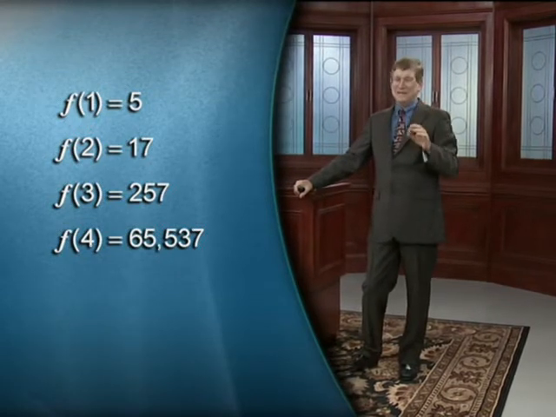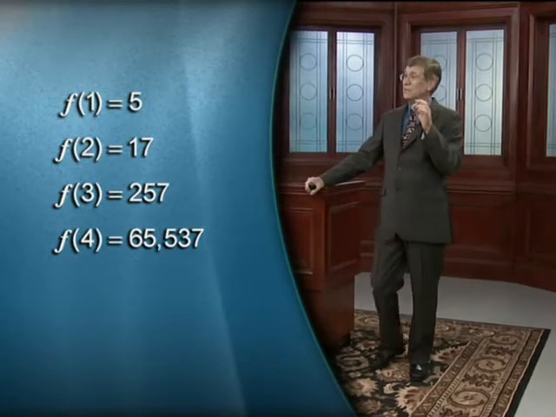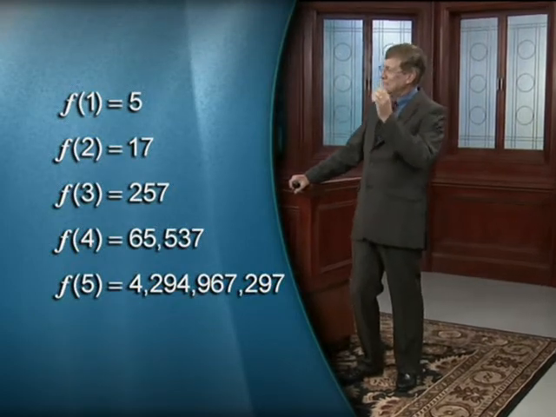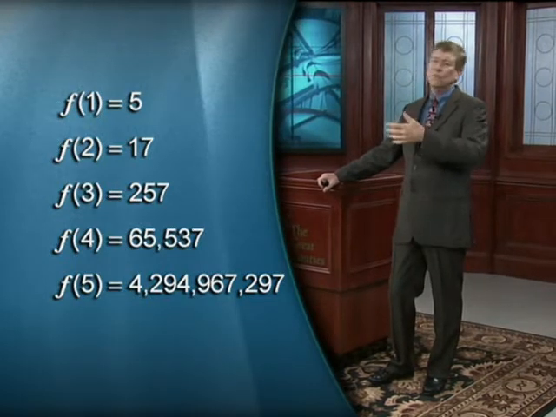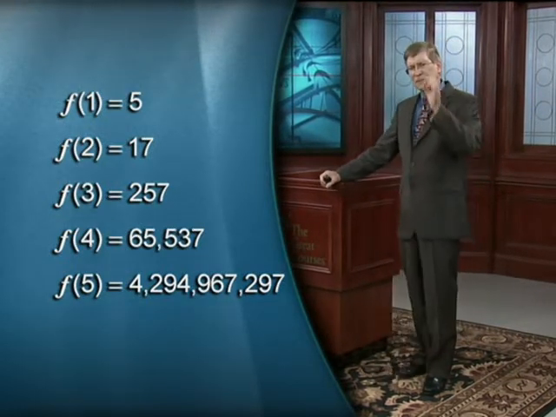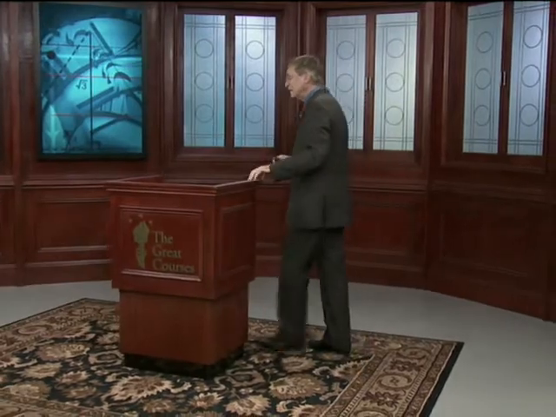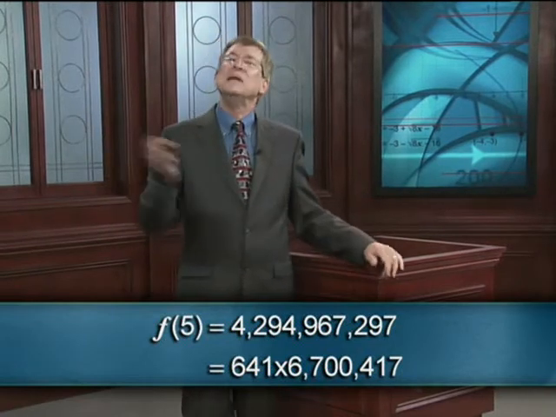Well, what's the next one? You need a calculator for this, and poor Pierre de Fermat didn't have calculators back then, but it turns out to be 4,294,967,297. Whoa, big number. Fermat thought that was a prime. And he's wrong. It's not a prime number. It can be factored into two smaller numbers. He never discovered that. His conjecture was wrong.